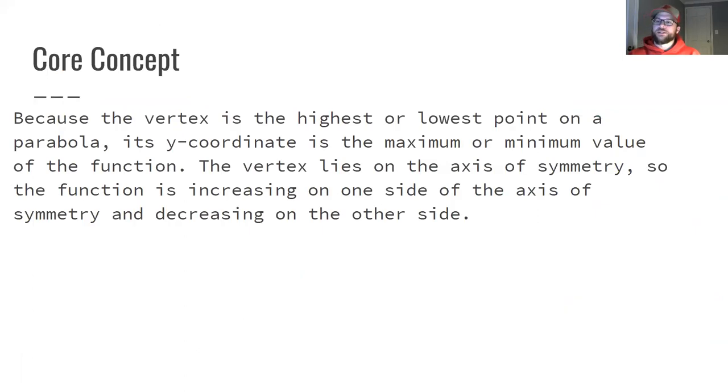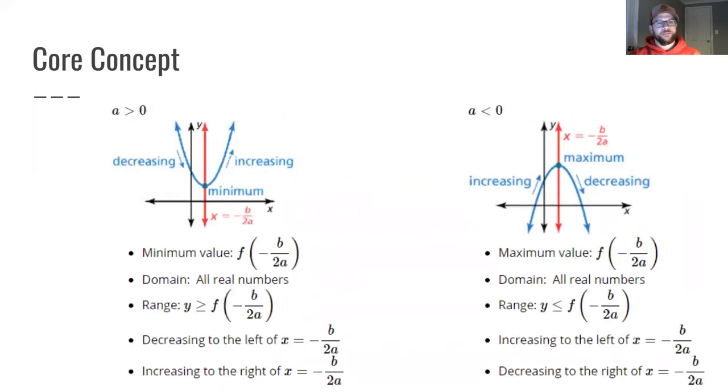So because the vertex is always either the highest or the lowest point, depending on whether it opens up or down, the y-coordinate of your vertex is always going to be considered the maximum or the minimum value. So because it curves, it can either peak at the highest level and then come down, or it can curve down and meet the valley and then come back up. The vertex is always on the axis of symmetry, so the function is either increasing or decreasing depending on which side of that vertex you are looking at.